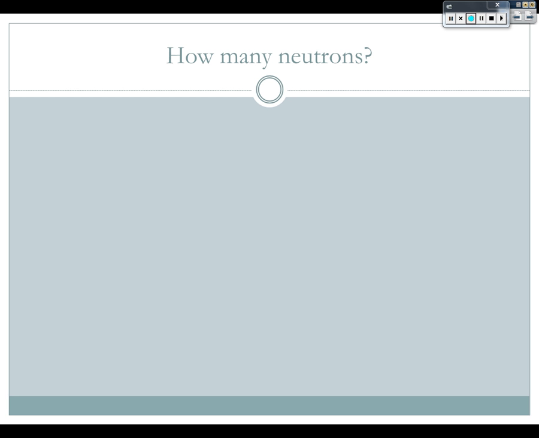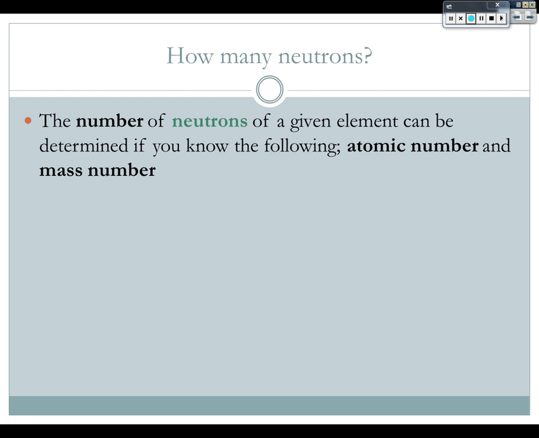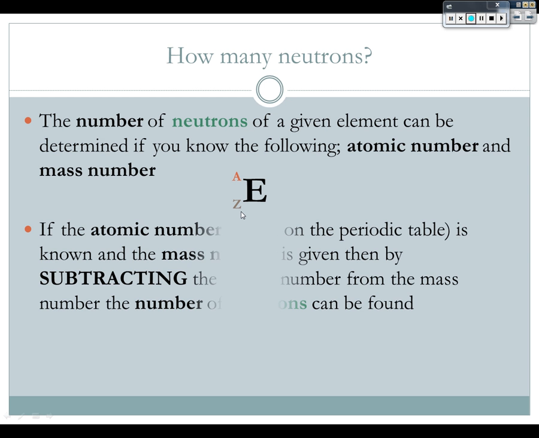Now, how many neutrons is a bit different. Because the number of neutrons can be different in each atom of the same element, you actually need both the atomic number and the mass number in order to determine the number of neutrons. So you need both of these, like we wrote with the lead. You need the mass number and you need the atomic number.